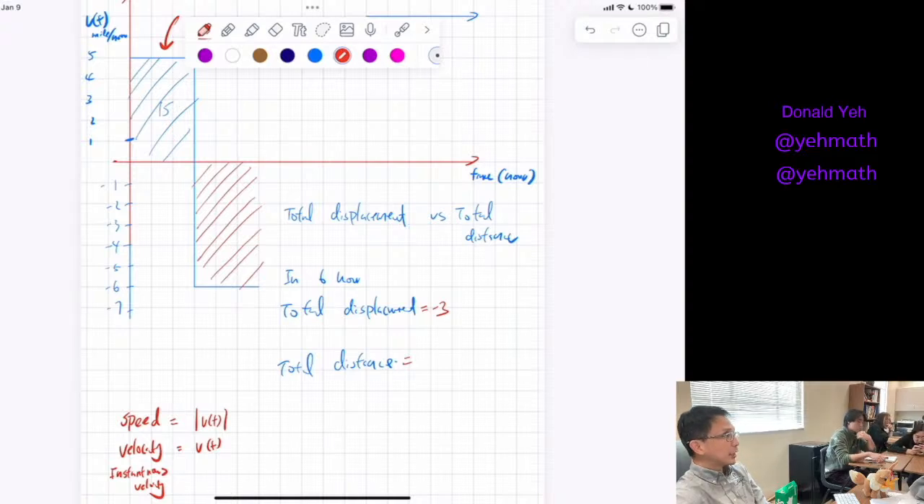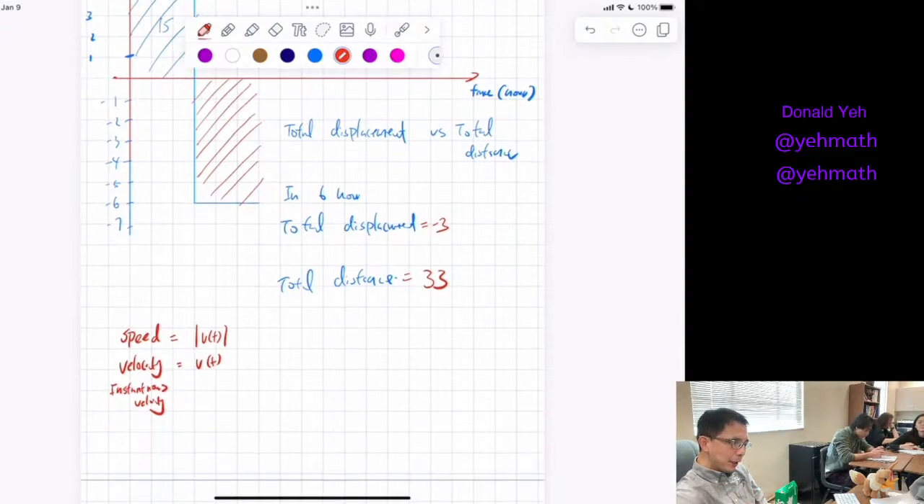Okay, what is the total distance here, though? 33 miles. Why is it 33? Because you have to take into account the negative area, and that is going to be absolute value. So what will be the equation for total distance?